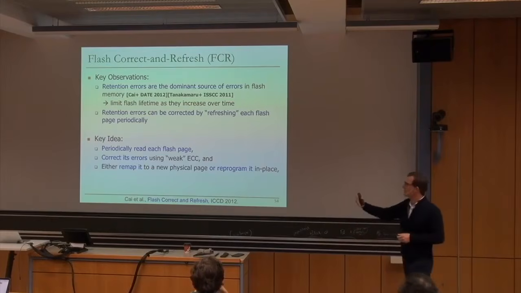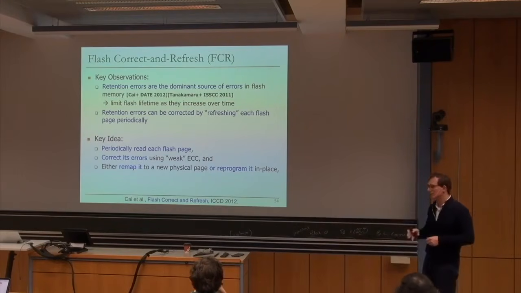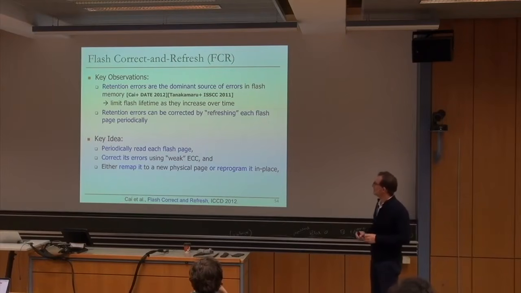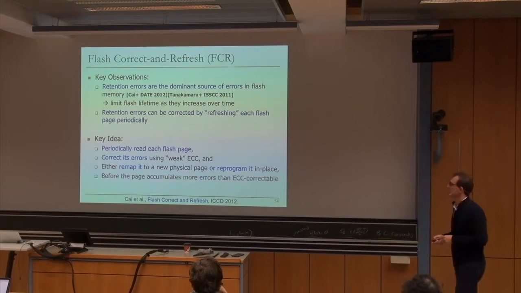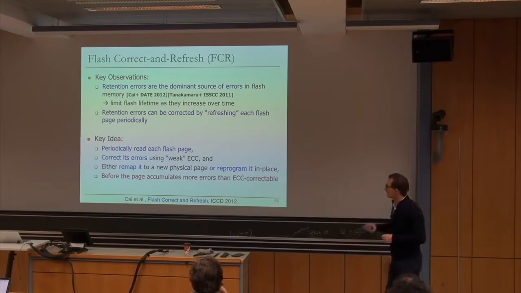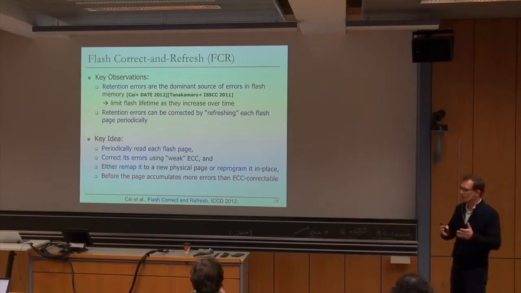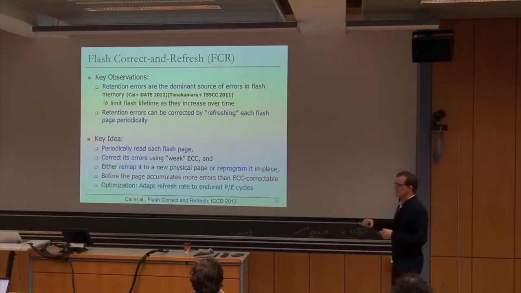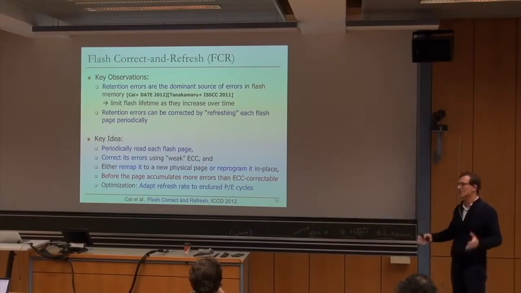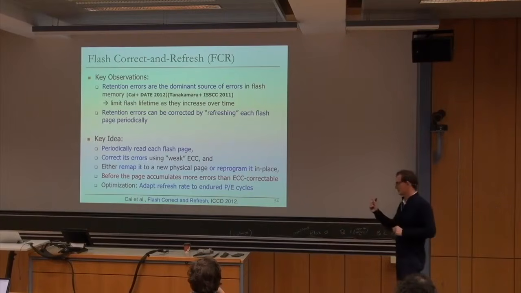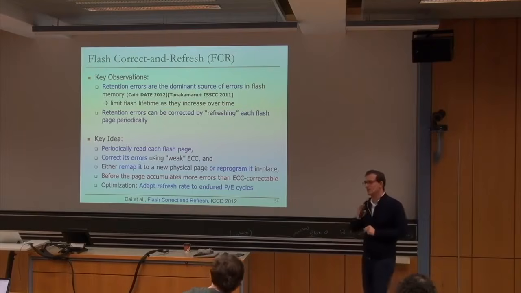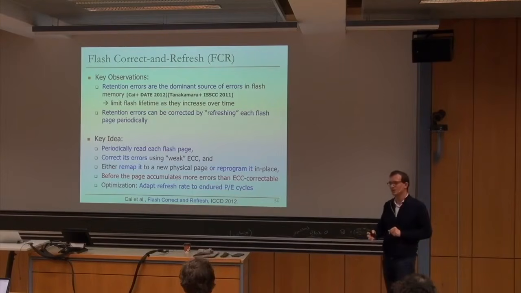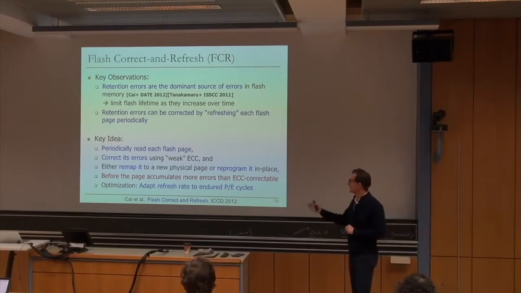It's not just refresh, because you need to read the page first, correct the errors using some error correcting codes that you have, and then either remap it to a new physical page or reprogram it in place, meaning you increase the voltage levels. Of course, you do this before the page accumulates more errors than correctable by the error correction codes that you have. So you need to do it early enough. So the optimization that we have is you can adapt the refresh rate to the endured programming array cycles. You start without refreshing. For the programming array cycle count, some number of programming array cycles passes. After that, you start refreshing. After some threshold programming array cycles, you start refreshing more.